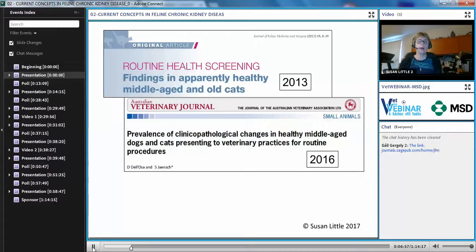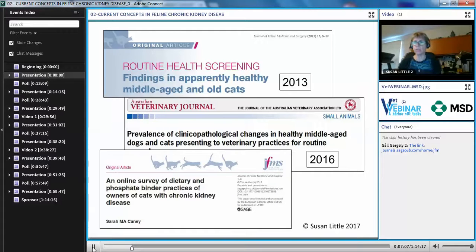So increasingly, because it's less expensive nowadays and more readily available to do blood tests, many cats are diagnosed earlier in the course of disease than they were in the past. And that's, of course, a good thing.